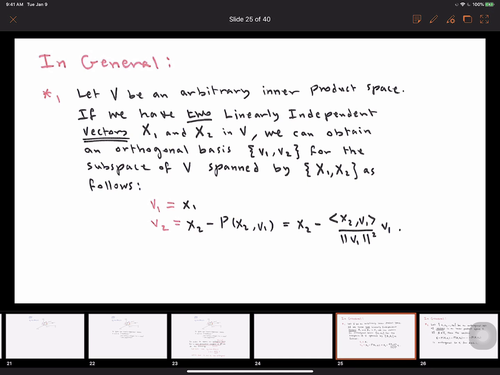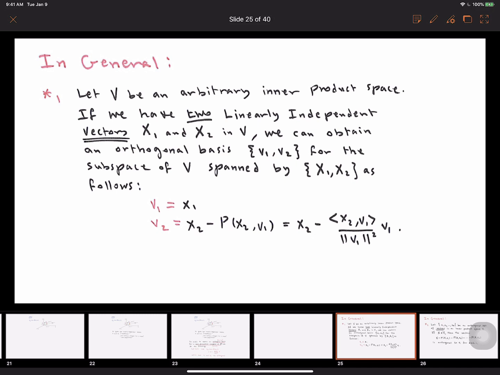In general, let V be an arbitrary inner product space. If we have two linearly independent vectors x1 and x2 in V, we can obtain an orthogonal basis v1, v2 for the subspace of V spanned by x1 and x2 as the following.